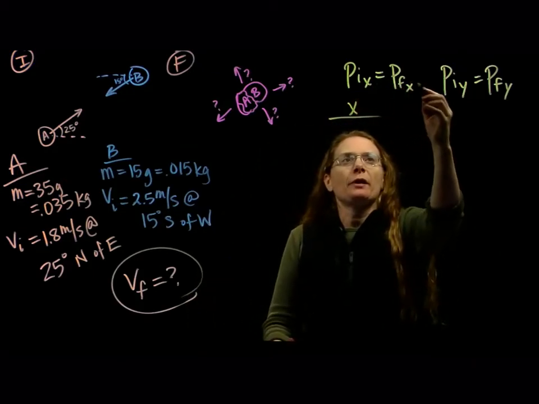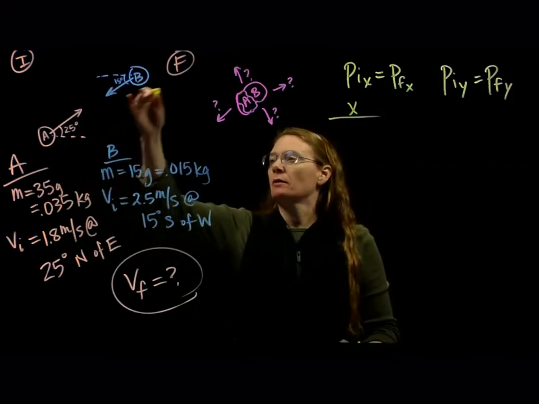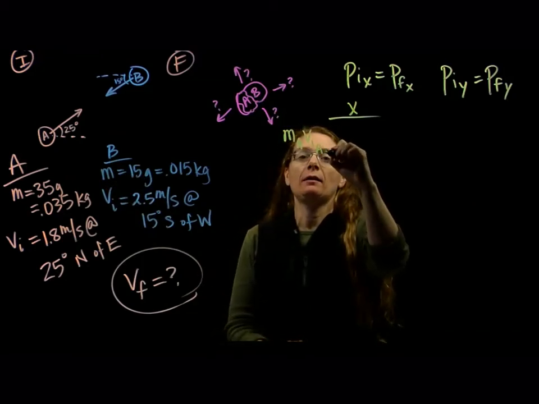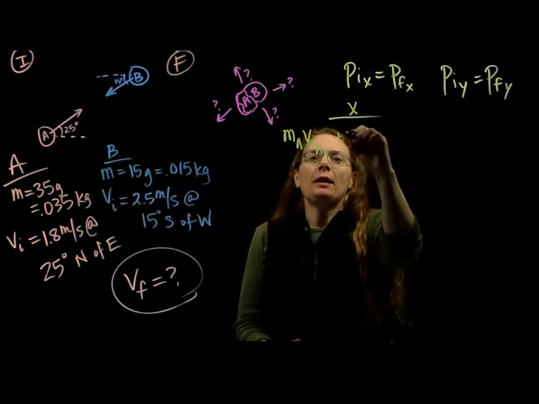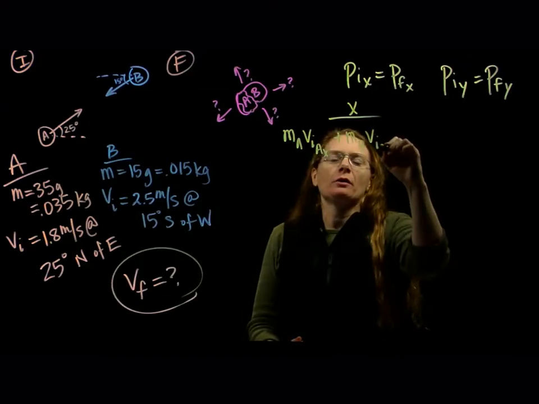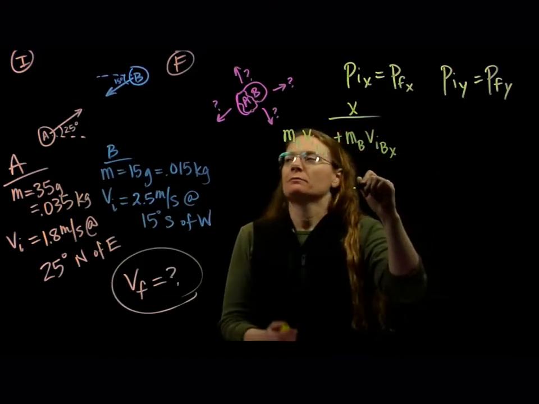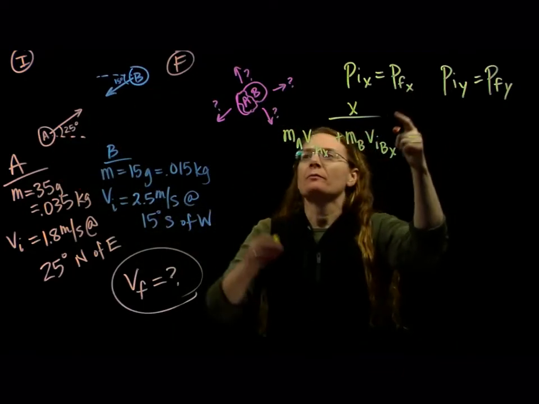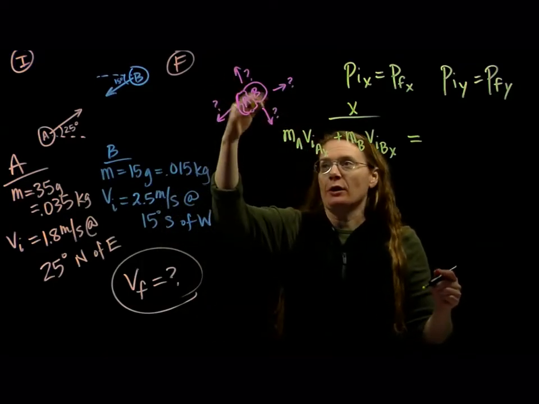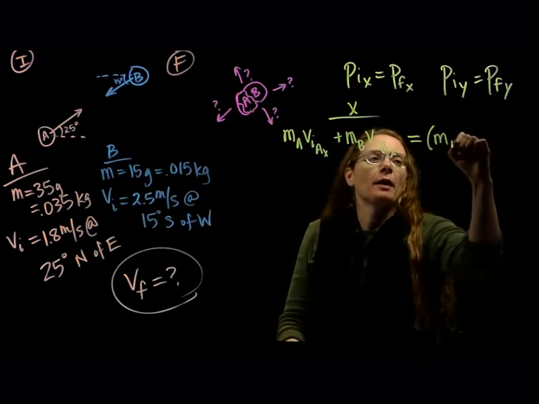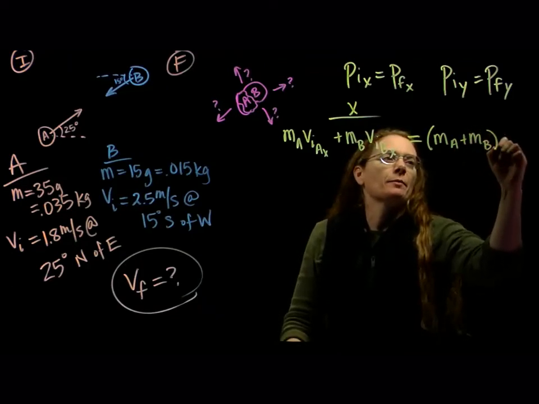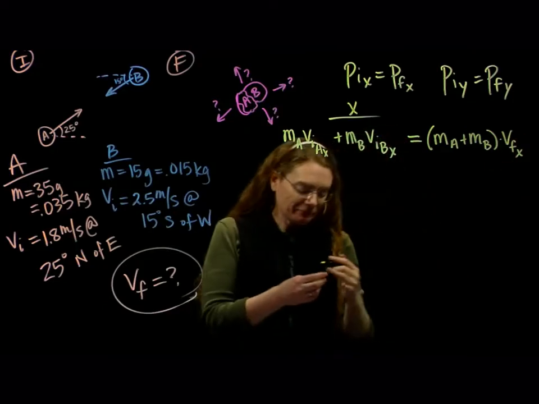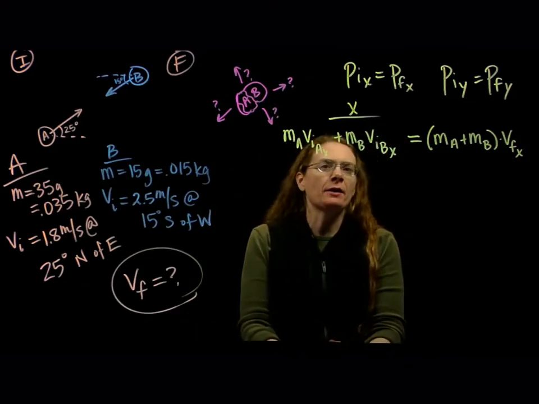P initial x equals P final x. Well, I have 2 objects initially, so I'm going to have mass of A times V initial A in the x direction, plus mass of B times V initial B in the x direction. So that's the momentum of my 2 objects. That has to equal the final momentum in the x direction. Well, now it's just 1 object. I can call it 1 object of a combined mass, mass of A plus mass of B, times the final velocity in the x direction. So there's my equation for the x direction.